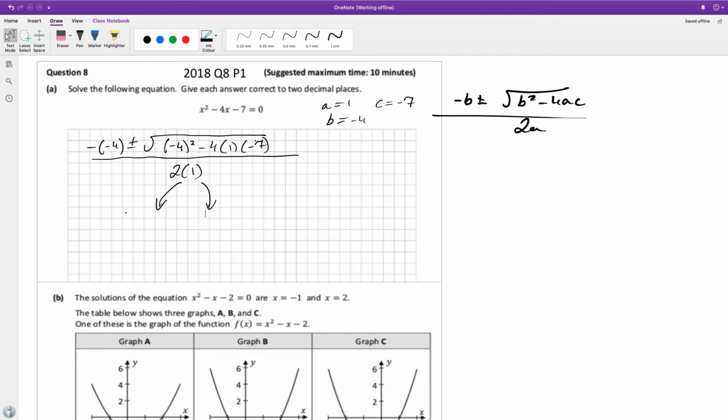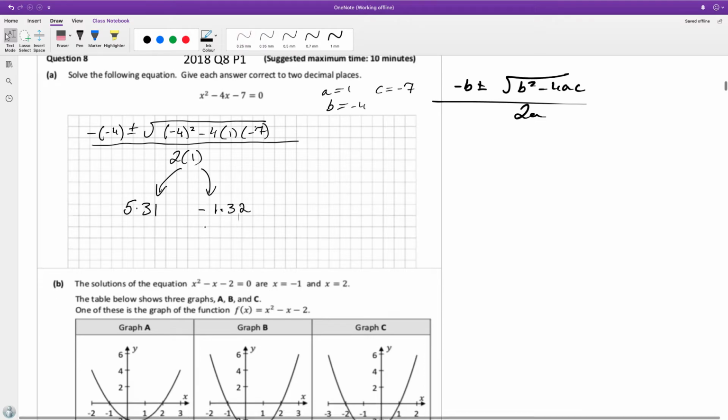Minus bracket minus 4 plus the square root of minus 4 squared minus 4 times 1 times minus 7 all over 2 times 1, which gives us 5.31. Is that right? And we go back up and we change it to minus and we get minus 1.32. So 5.31 and negative 1.32.